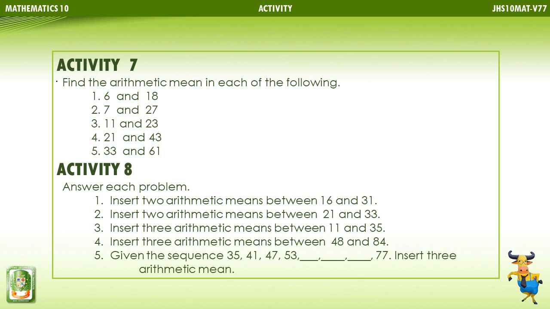Activity 8. Answer each problem. 1. Insert two arithmetic means between 16 and 31. 2. Insert two arithmetic means between 21 and 33. 3. Insert three arithmetic means between 11 and 35. 4. Insert three arithmetic means between 48 and 84. 5. Given the sequence 35, 41, 47, 53, ____, ____, ____, 77, insert three arithmetic means.